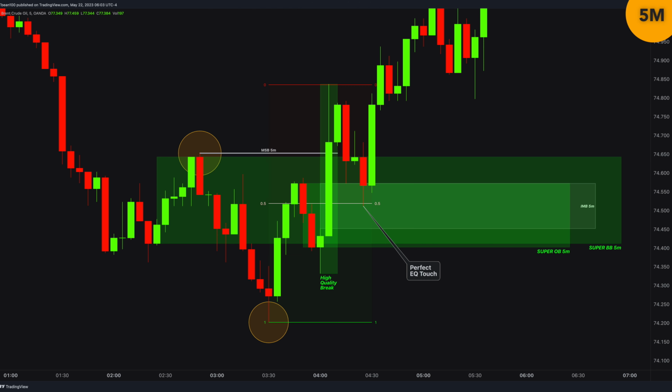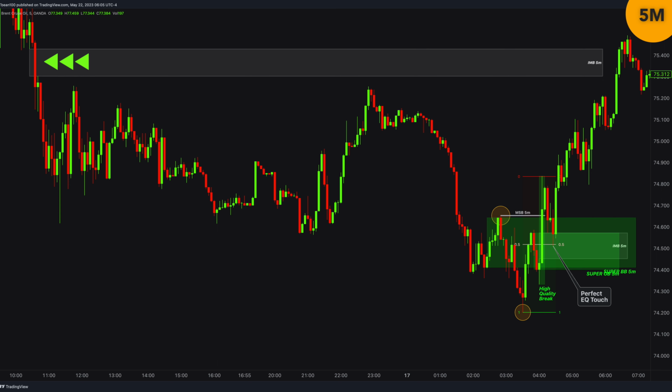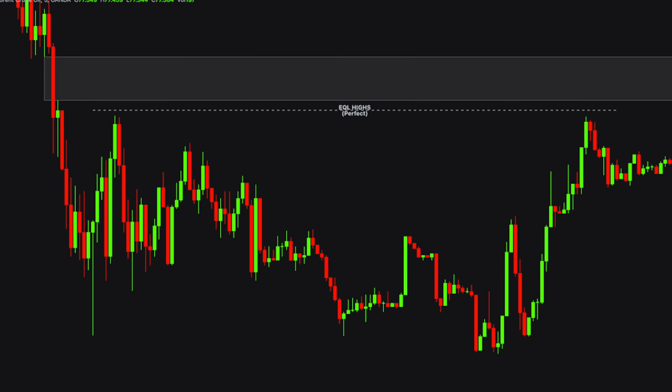Okay, still in the 5-minute chart, just zooming out for a bit. Where is our target? Can you tell? Notice this lovely imbalance above. But more importantly, these perfect equal highs. Check this out. It's just like hand-drawn. Perfect target in my opinion.